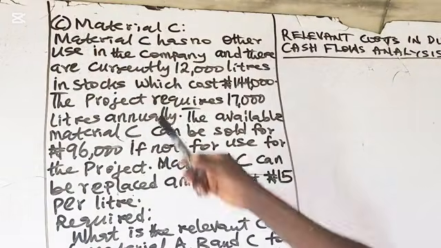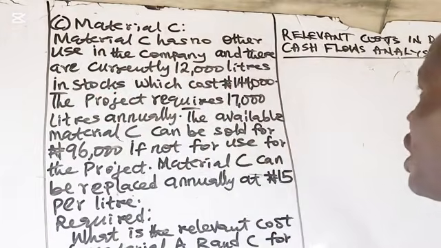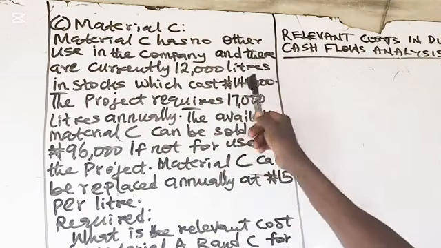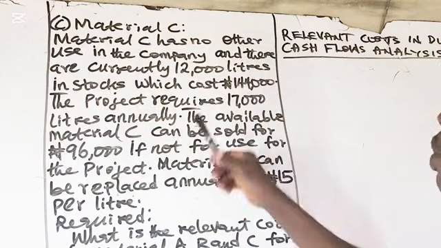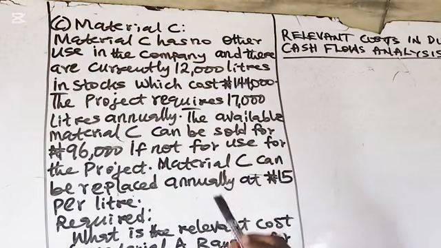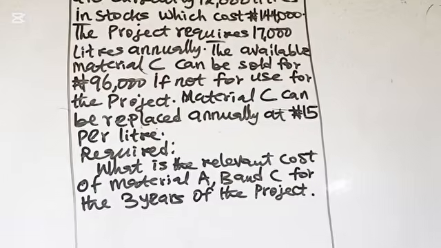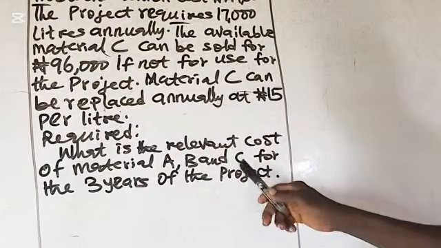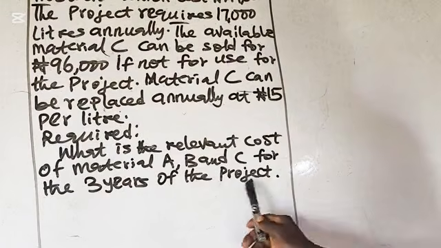C. Material C. Material C has no other use in the company, and there are currently 12,000 liters in stock, which cost 144,000 naira. The project requires 17,000 liters annually. The available material C can be sold for 96,000 naira, if not used for the project. Material C can be replaced annually at 15 naira per liter required. What is the relevant cost of material A, B, and C for the 3 years of the project?